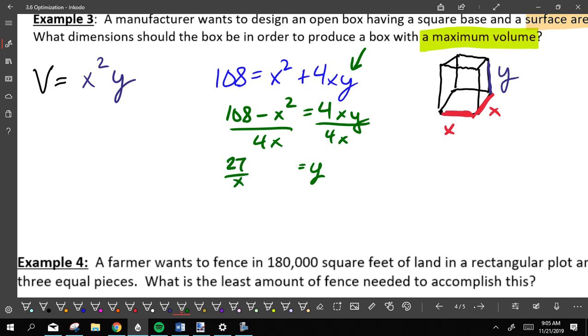Minus, and then I'm taking x squared divided by 4x. That would be x over 4, or 1/4 x. I just simplified. That's all I did.